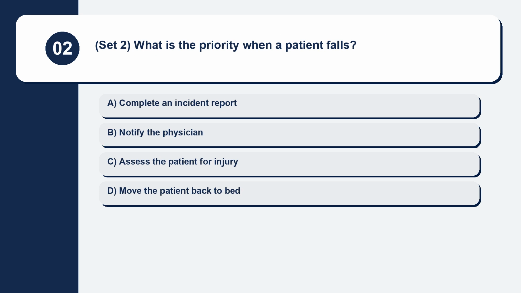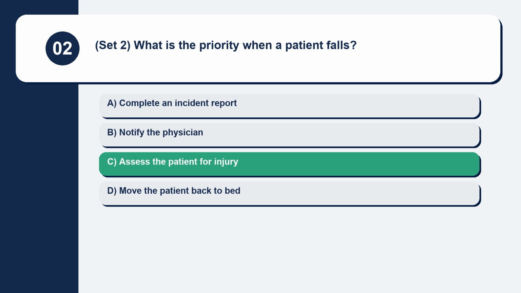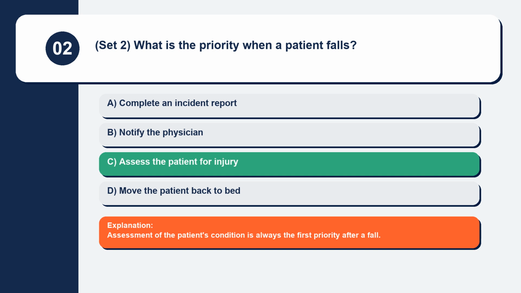Question 2. Set 2. What is the priority when a patient falls? Complete an incident report, notify the physician, assess the patient for injury, move the patient back to bed. Assessment of the patient's condition is always the first priority after a fall.